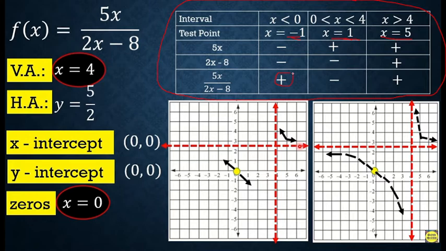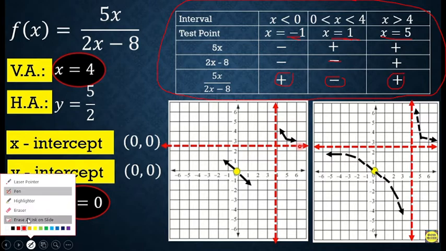It means above the x-axis. When it's positive, it is above the x-axis. Now 5 times 1 is positive, 2 times 1 minus 8 is negative, positive times negative is negative, so below the x-axis. Then 5 times 5 is positive, 5 times 2 is 10, minus 8 is positive, positive times positive, so it means above the x-axis.